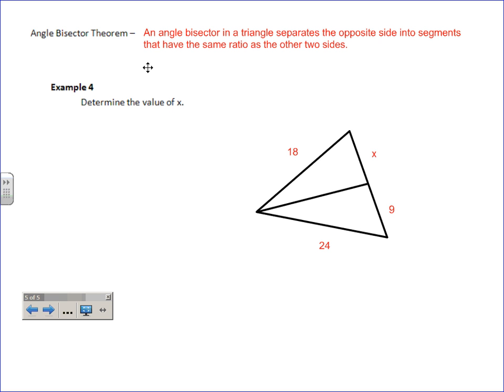So an angle bisector in a triangle separates the opposite side into segments that have the exact same ratio as the other two sides. And we'll explain what that means in example 4 if that doesn't quite make sense. You could say it splits the side into the same ratio if you wanted to paraphrase.